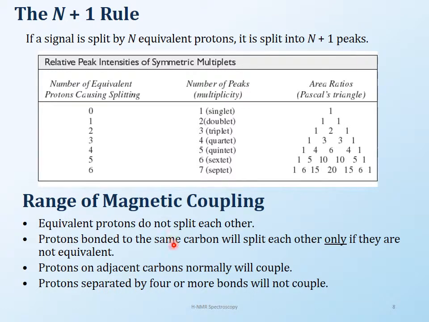So the adjacent carbons can be on the left and on the right hand side, or they can be on one side. If there are protons on only one side, then that's it. But if you have protons on both sides, then you will get splitting from both sides. Sometimes it can be a mess also, but most times hopefully it'll be nice and pretty.